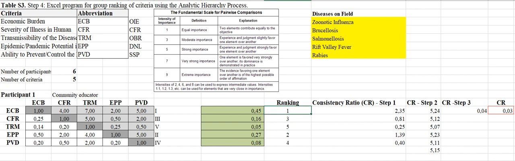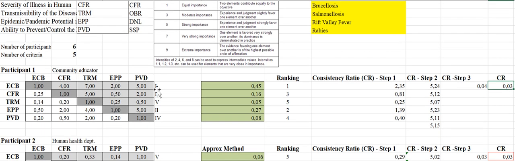The economic burden will be ranked first, and then epidemic potential for the second place, severity on third, ability to prevent or control as fourth, and the transmission as the fifth place. And we can see that the CR or the consistency ratio is under 0.1, so that it's acceptable.